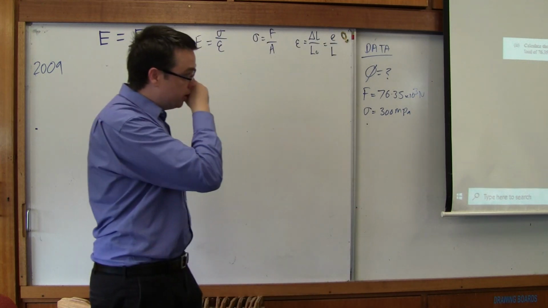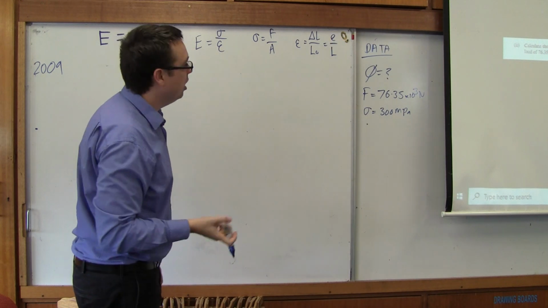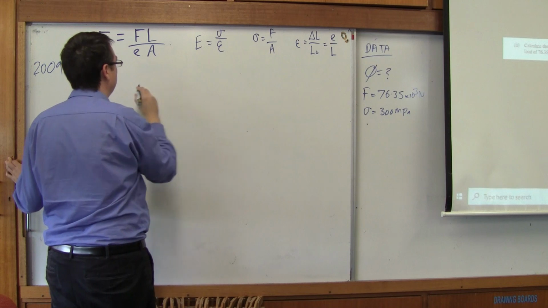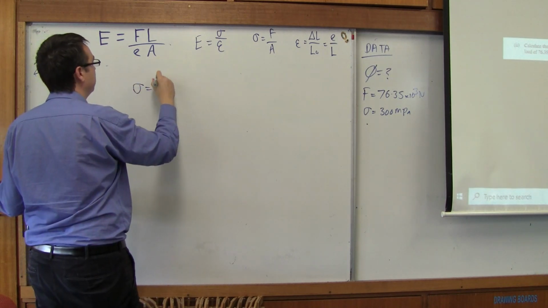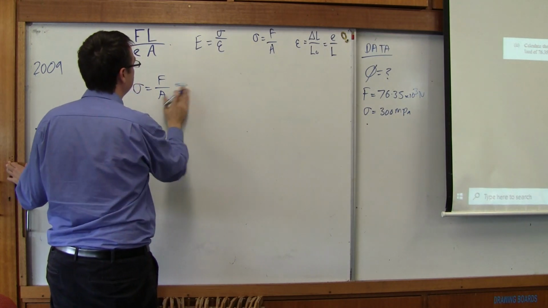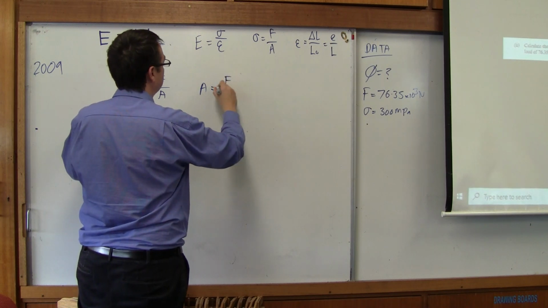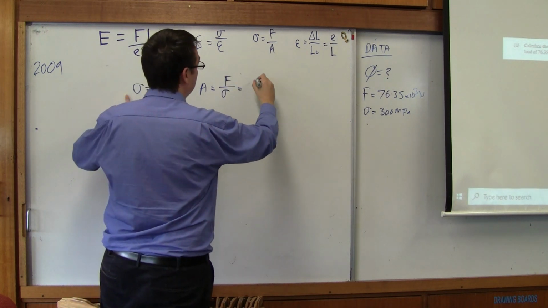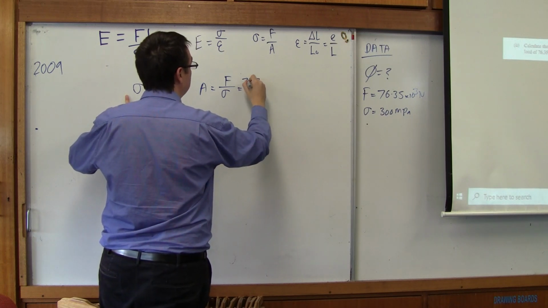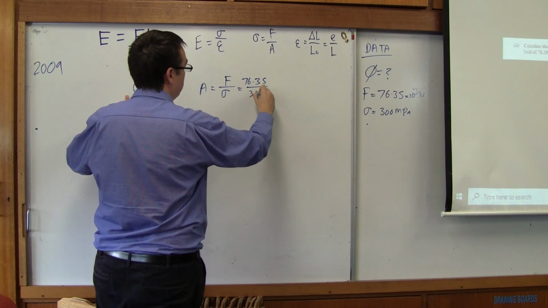So the challenge here is being able to convert from diameter into area. What we can do is, in this case, all we need to use is stress equals force over area. So that means that our area is going to equal force divided by stress, which is going to equal 76.35 divided by 300.